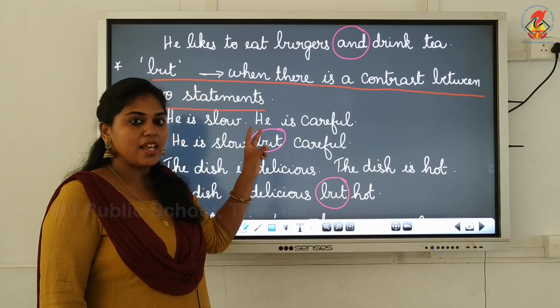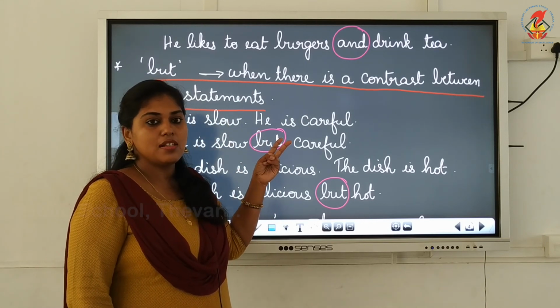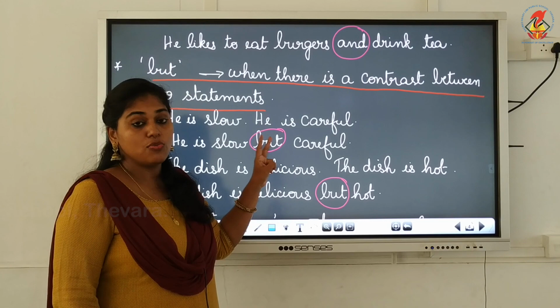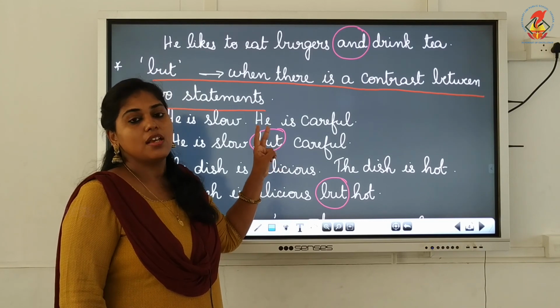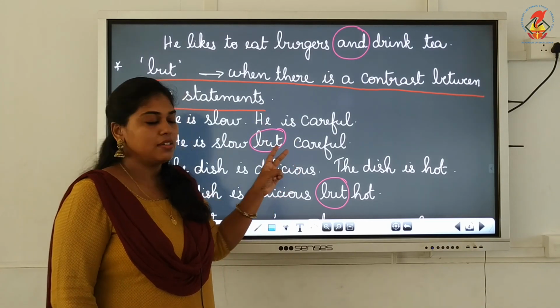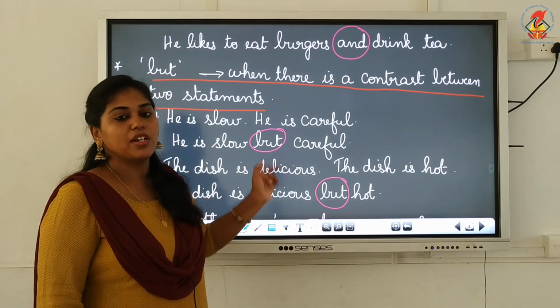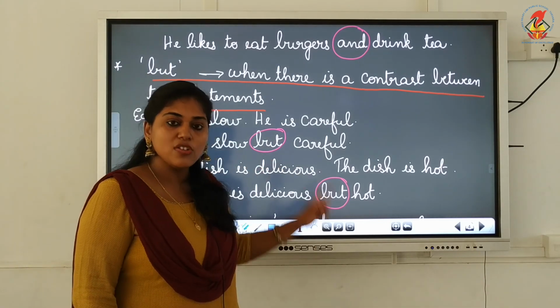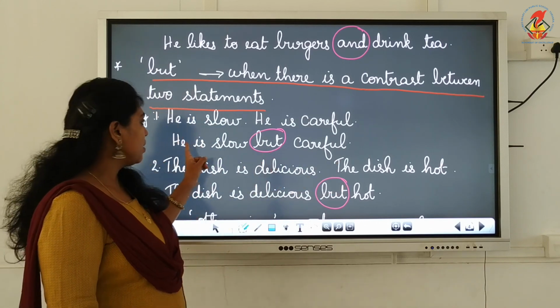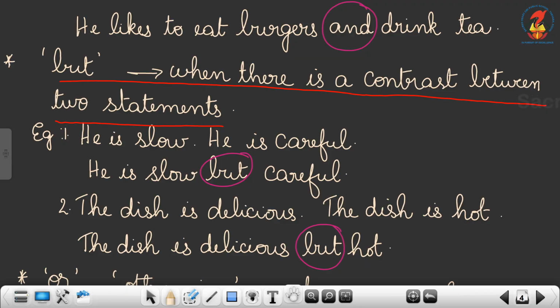So two contrast meanings are given here. Two contrast things are mentioned here. So how will we write that in as one sentence? By using the conjunction but, because there is a contrast. So we'll say it as, he is slow but careful.